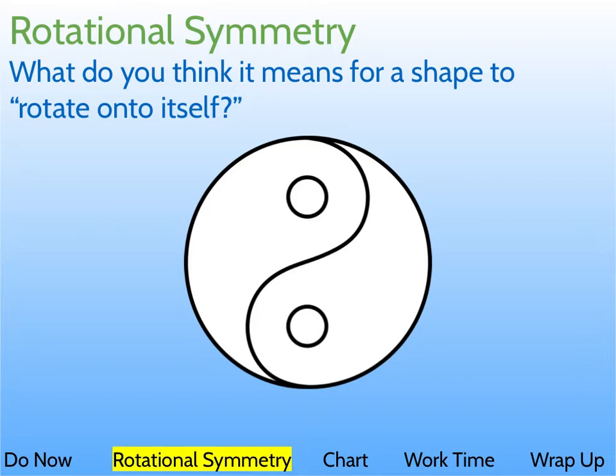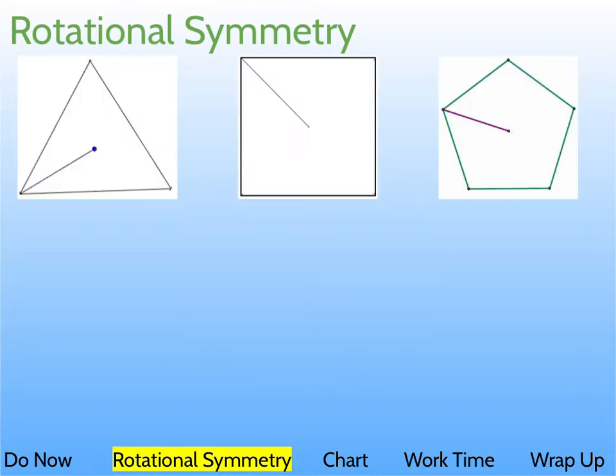Now we're going to look at some examples where we have some different numbers of degrees. So here we have three examples. We have an equilateral triangle, we have a square, and we have a regular pentagon. One way to look at this is when you rotate these, we were trying to figure out the minimum number of degrees to rotate it so that we end up with the same shape.